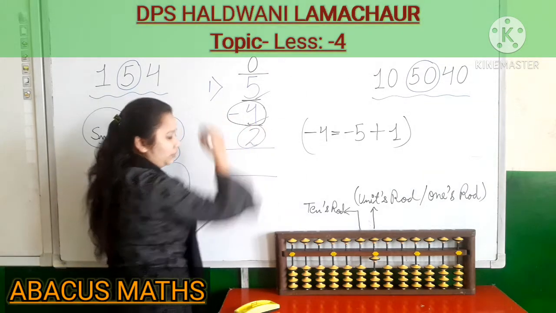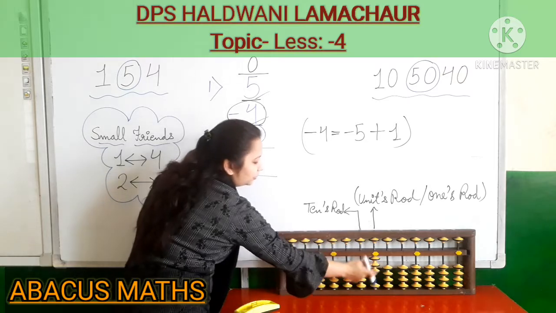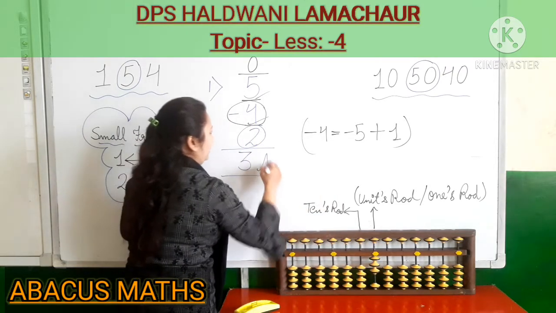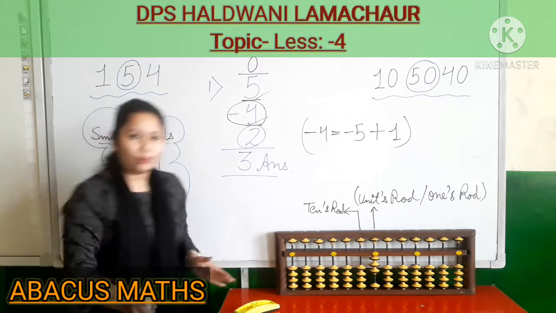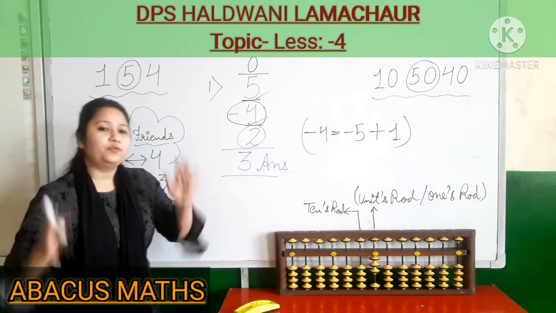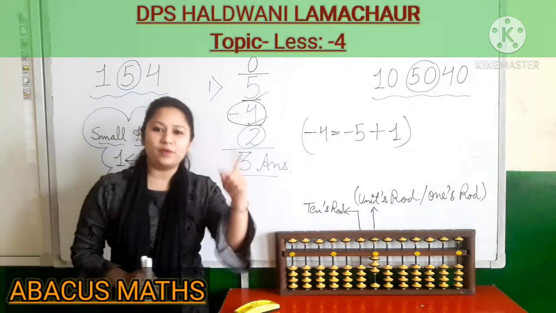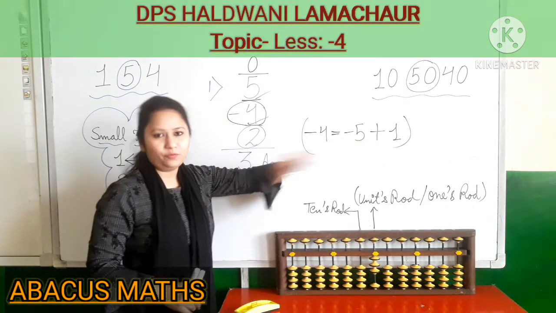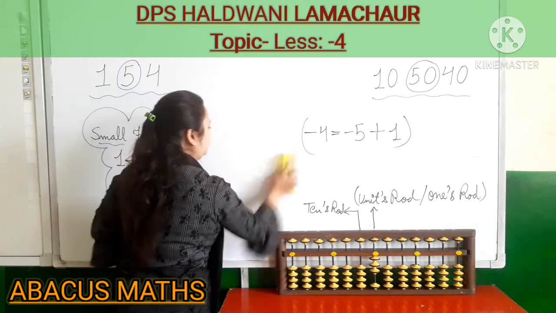Now add 2. See, 2 beads are there. 1, 2. So your answer is 1, 2, 3. So this is your answer, kids. I hope you get this sum. If you want to subtract 4, the first number which you will subtract is 5 and add 1 because 1 is the friend of 4. Now we will move to the second sum, kids.